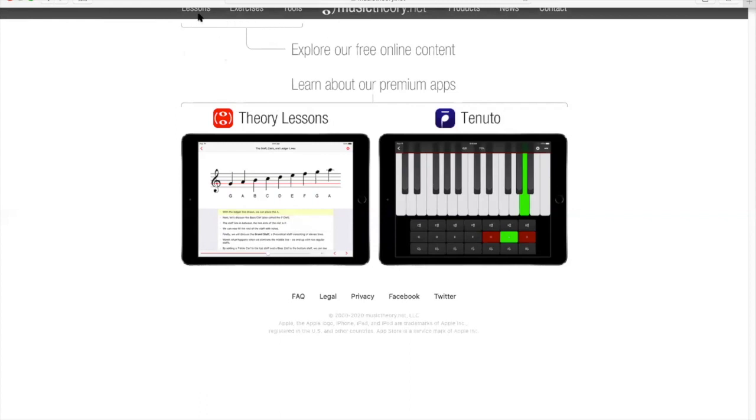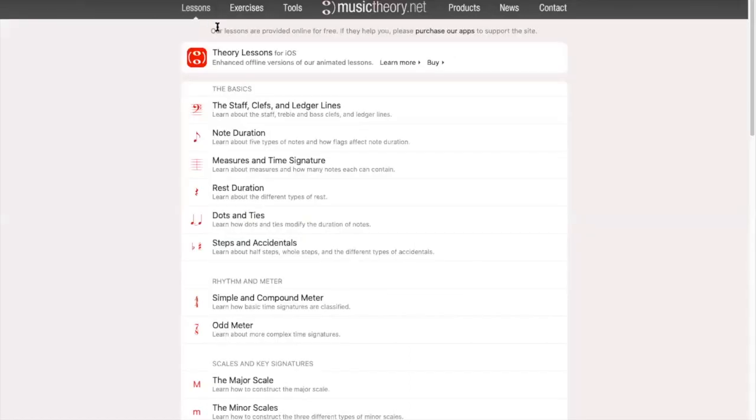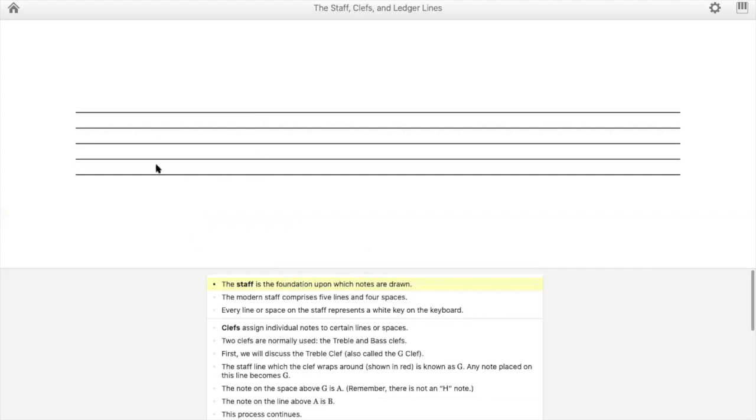Okay, so we'll start with lessons. All right, and we are going to go with just the basics. Don't worry about this part right here. So as most of you know, music is written on a staff, which has 5 lines and 4 spaces. We always start from the bottom, always count up from the bottom. So the bottom space is space 1 or the first space. The bottom line is the first line.